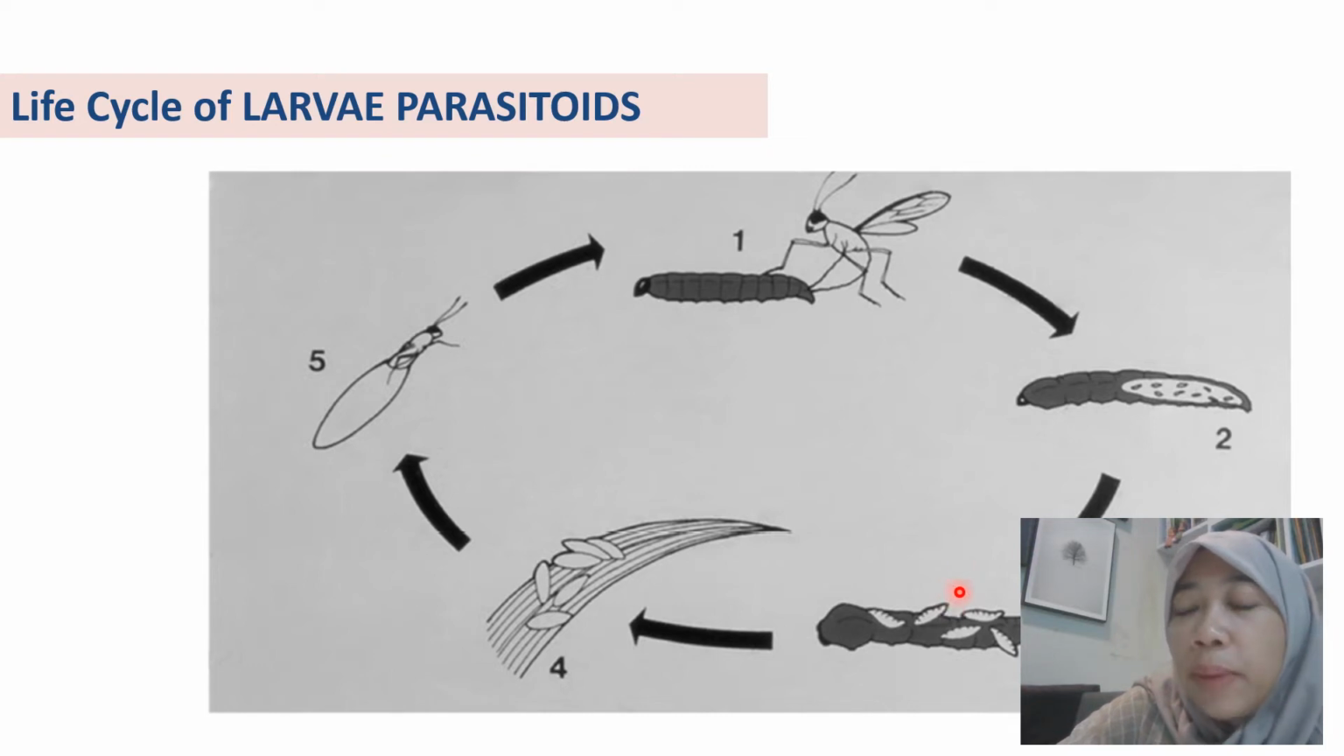The larva of the parasite will come out from the body, and the pupa will be outside the host. The pupa changes into an adult, and it's ready to reproduce again. They will copulate, they will mate, and after mating, they will search for an insect to deposit eggs. This is the life cycle of the larval parasitoid.